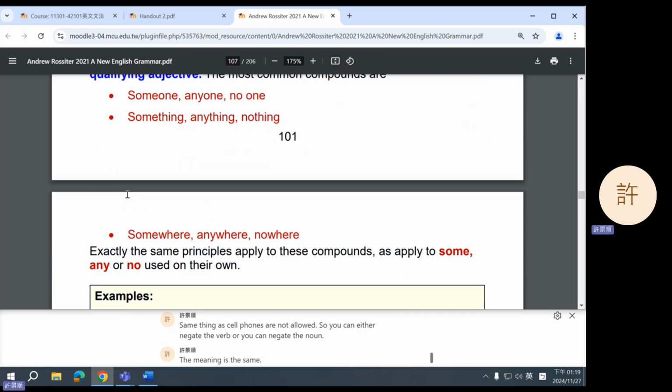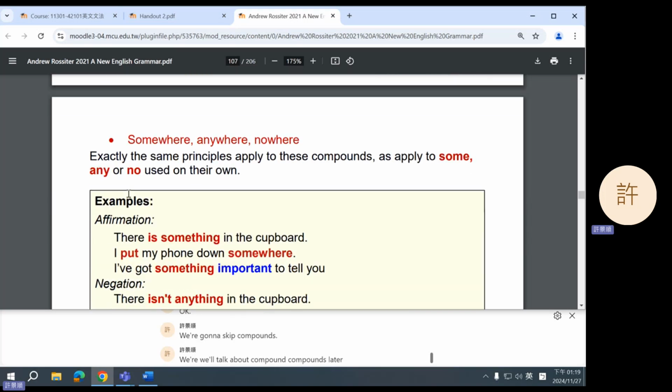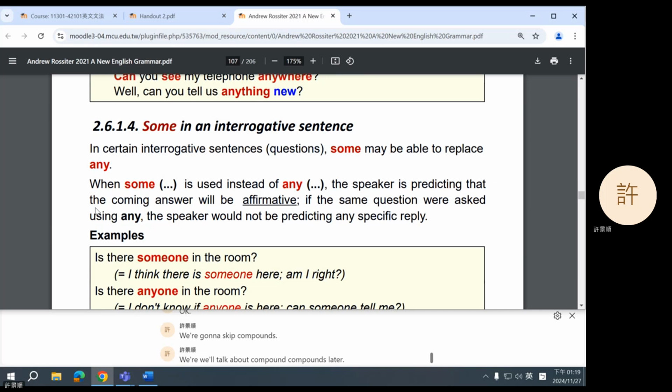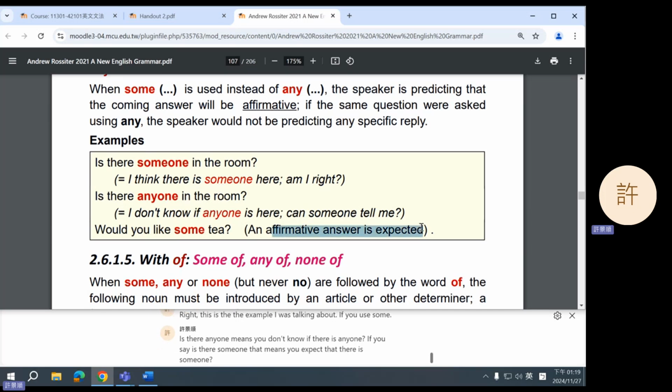Okay, we're going to skip compounds. We'll talk about compounds later. Right, this is the example I was talking about. If you use some, is there anyone means you don't know if there is anyone. If you say is there someone, that means you expect that there is someone. An affirmative answer is expected.